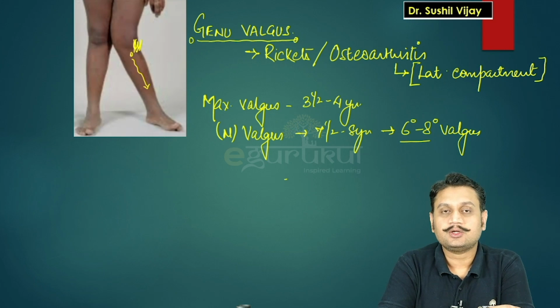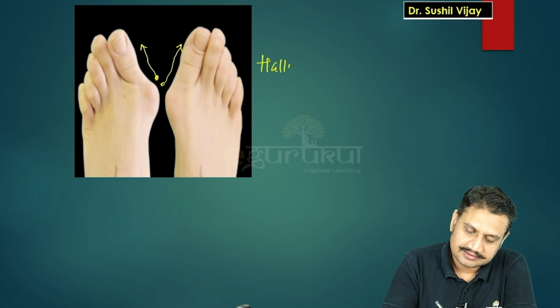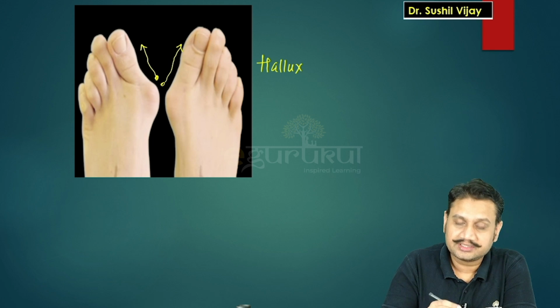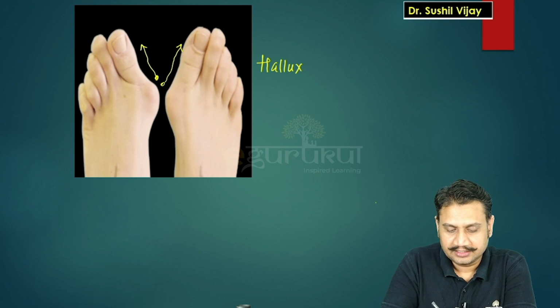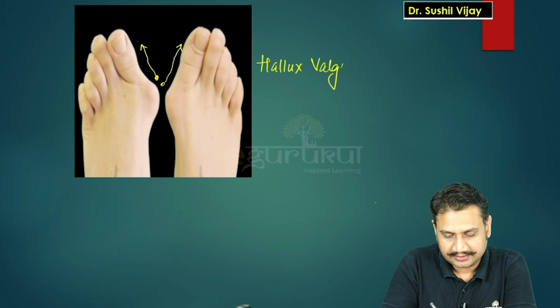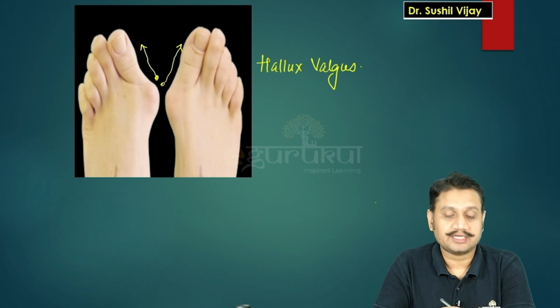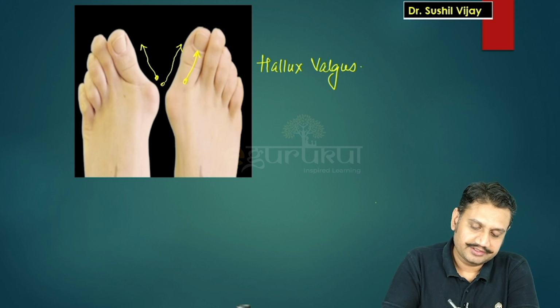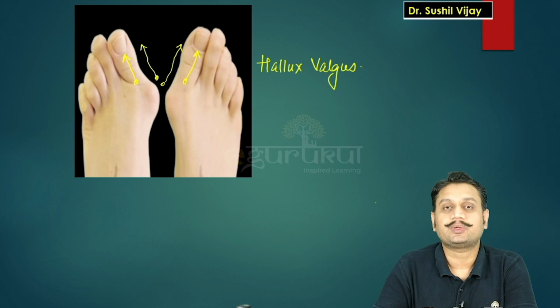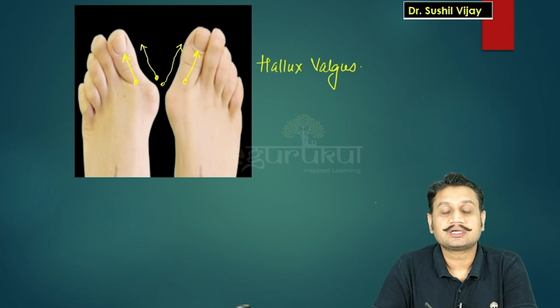Okay. Then when you talk about the great toe, these are the deformities where the great toe is deviated laterally, like this. So great toe, what do we call that? Hallux. And when the great toe is deviated laterally, what do we call it? Hallux valgus, right? What does that mean? The lateral deviation of the great toe. That's hallux valgus.